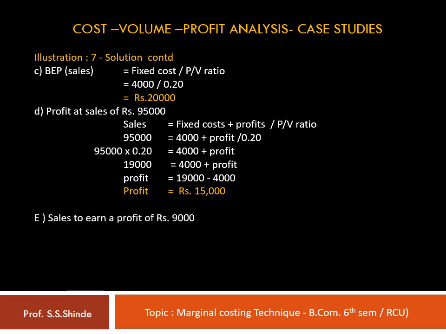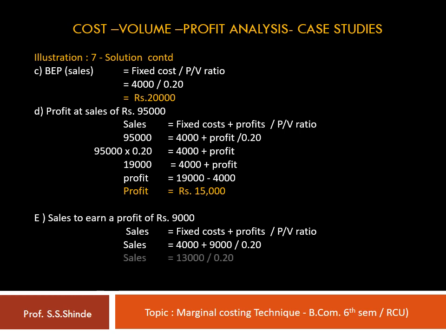Let's try to find out the sales to earn a profit of rupees 9,000. So let's put up the equation. Sales is equal to fixed cost plus profits divided by PV ratio. That's equal to 4,000, that's the fixed cost, plus 9,000 expected profit, divided by PV ratio, that is 0.20. That's equal to 13,000 divided by 0.20, which gives us a sales figure of rupees 65,000. Therefore, to earn a profit of 9,000, the company is expected to have sales of rupees 65,000.